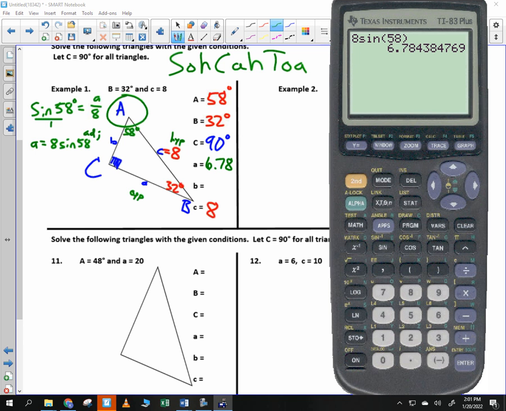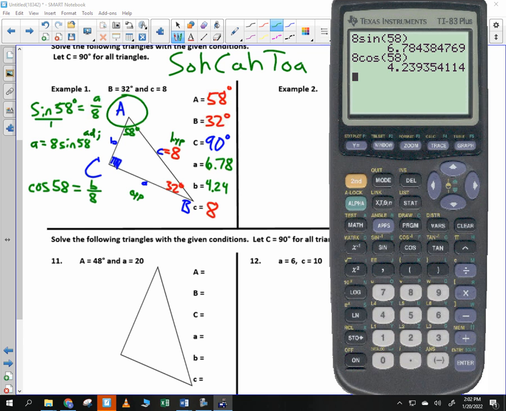What could I do to find side B? You could use the Pythagorean Theorem. Or you could set up cosine, couldn't you? You can do whatever you want. Pythagorean Theorem or cosine. I'll set up cosine. Cosine of 58 is equal to adjacent over hypotenuse. And Gavin is going to go ahead and do the Pythagorean Theorem. And Gavin, did you come up with 4.24?